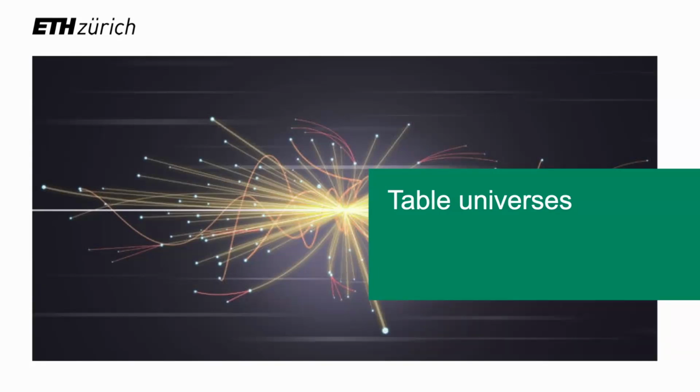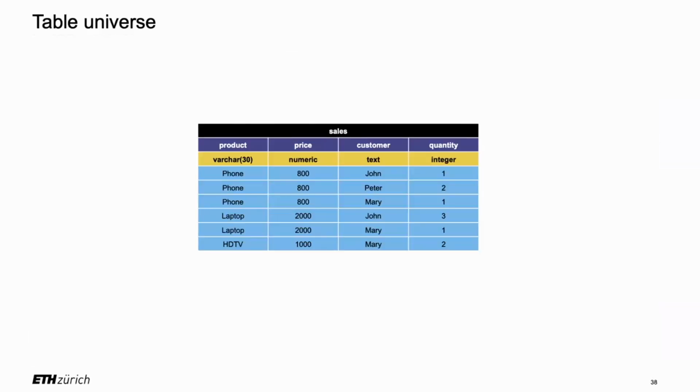There is a concept that I need to introduce before I talk about functional dependencies and superkeys and so on. It's the concept of a table universe. The name sounds scary, but it's really not scary. It just means that tables have a life and change over time. That's really what it means.